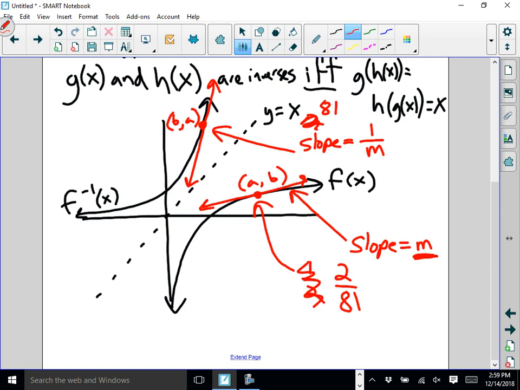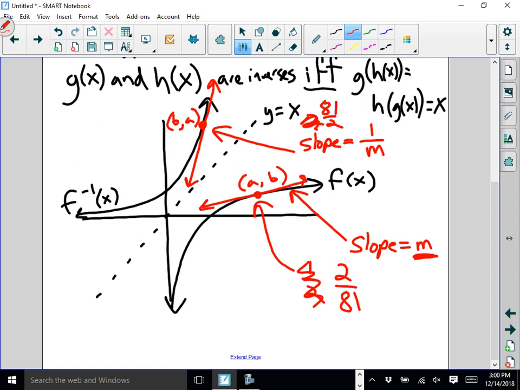Okay? So they're reciprocals. They're always the same sign, right? It's positive 2/81, and then it becomes positive 81/2, right? It's not like perpendicular lines where we do the opposite reciprocal. We keep the sign the same, but we just flip the slopes.